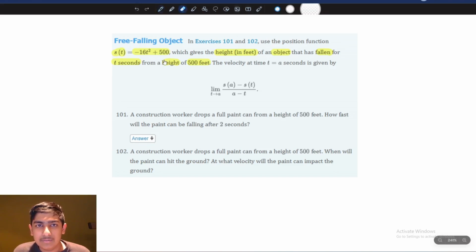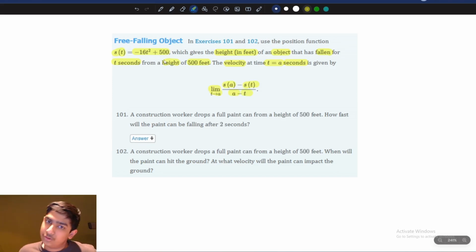Okay, and the velocity at time t equals a seconds is given by the limit as t approaches a of s of a minus s of t over a minus t. Now, what's quite ironic about this, and again, you haven't gotten to derivatives yet, but this is actually called the alternative form of the derivative, or the alternative definition of the derivative, because you're trying to find this. This gives you the instantaneous rate of change at a point.